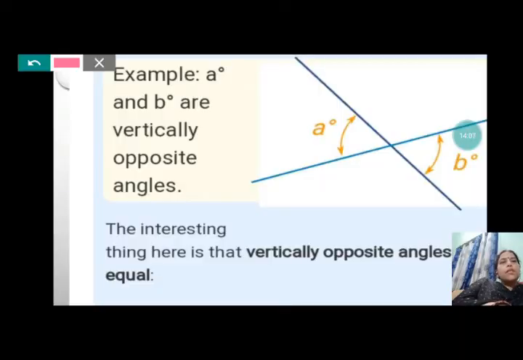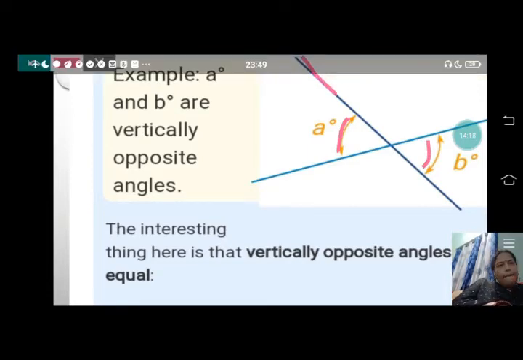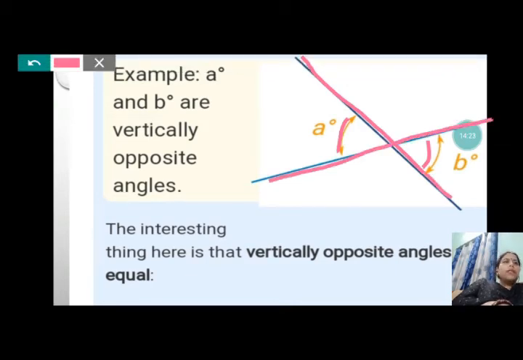So as you can see over here, this is A, and this is B. Now what happens? One line crosses the other line, and they are making angles. And these are the vertically opposite angles. They share the same vertex over here.